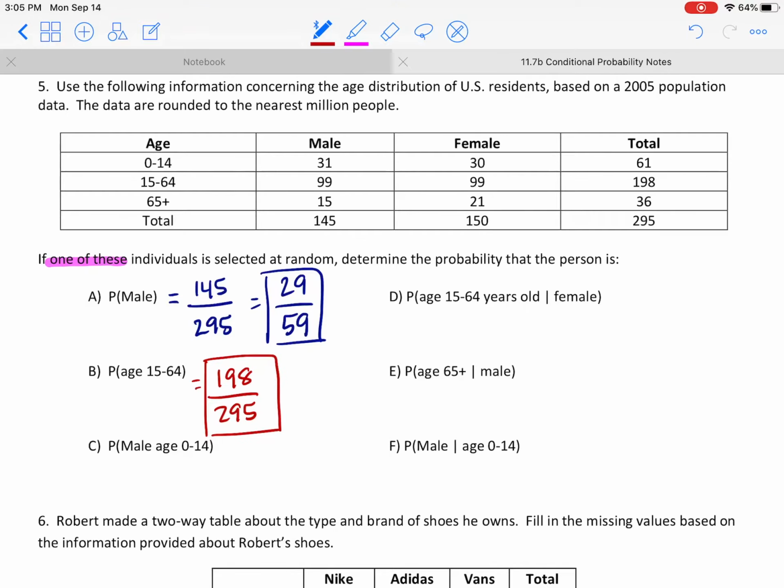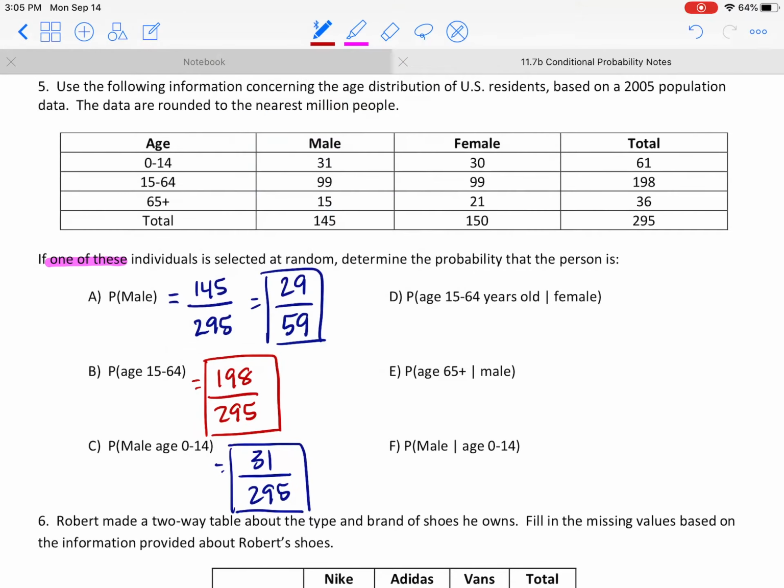Okay, the next one says, what is the probability if we choose one person that they're a male, age 0 to 14? So this is two things happening at the same time. Males age 0 to 14, that's these 31 out of the 295. So 31 out of 295 are males age 0 to 14. And I know 31 is prime, so that's not going to reduce.